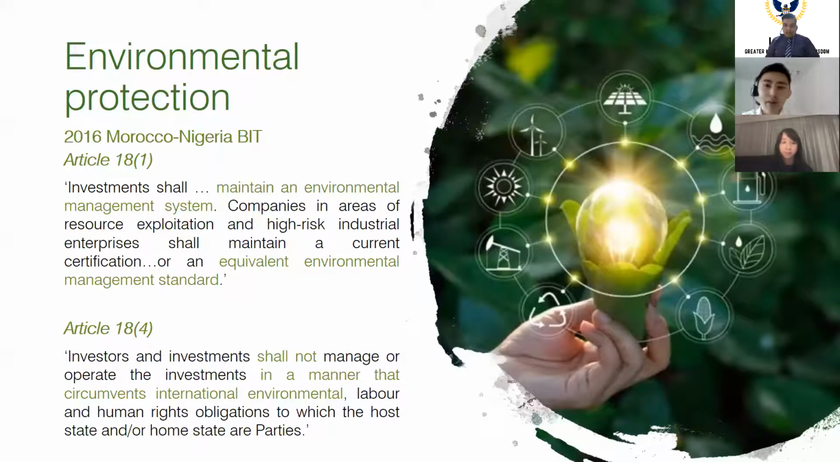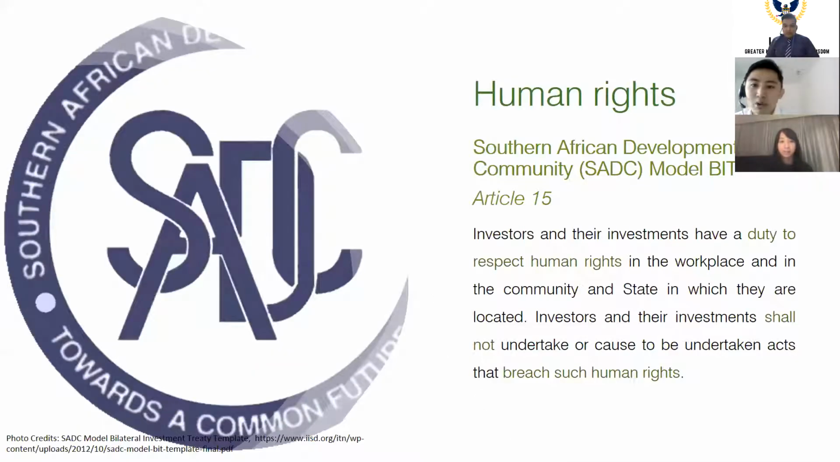An example of a human rights related provision can be found in the Southern African Development Community's Model Bilateral Investment Treaty. Article 15 states that investors and investments have a duty to respect human rights in the workplace and in the community and state in which they are located. Investors and their investments shall not undertake or cause to be undertaken acts that breach such human rights. So once again, it's a direct attempt to impose some form of obligation on the investor.